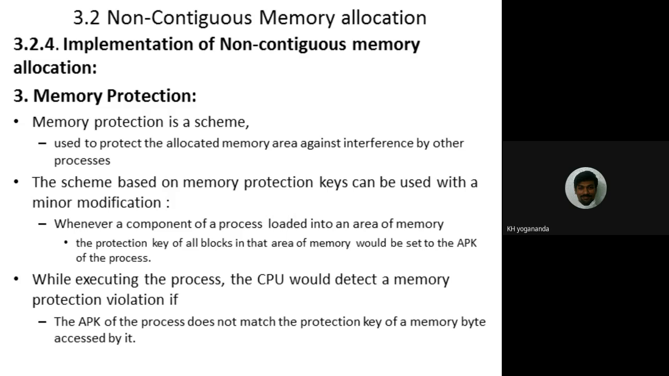If there is a memory violation, how to identify? Simple. What we did, we set the protection key to the APK of the process. If the APK of the process is not matching, then it detects a violation.